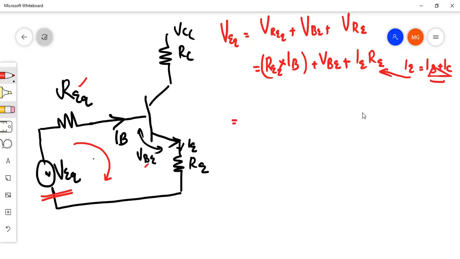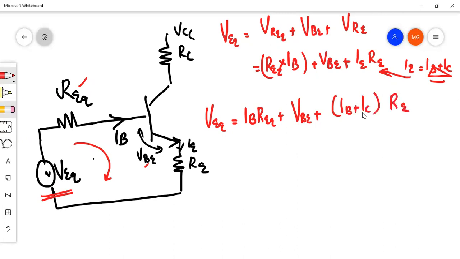Hence I will get V equivalent equal to IB into R equivalent plus VBE plus IE, which is modified as IB plus IC, into RE. Hence, I will get the equation as IB into R equivalent plus VBE plus IB RE plus IC RE. This is V equivalent.